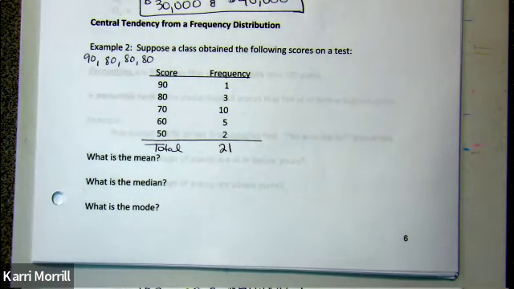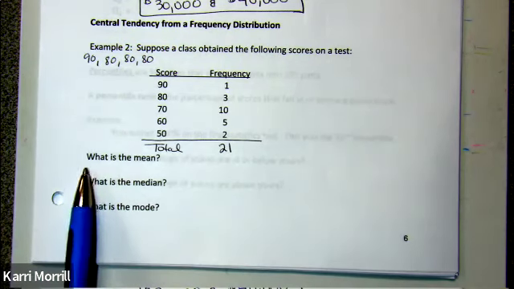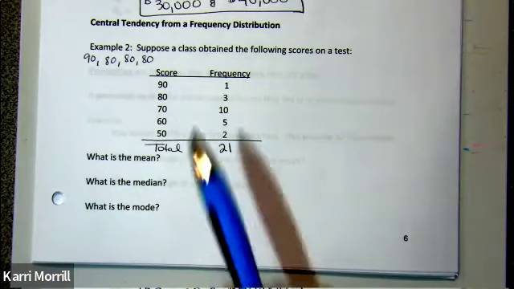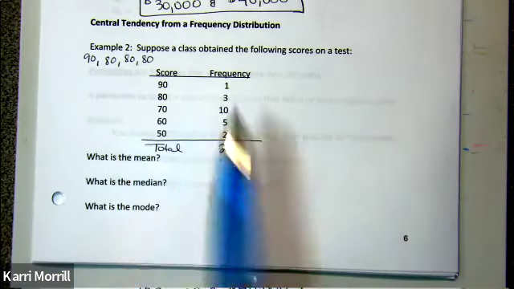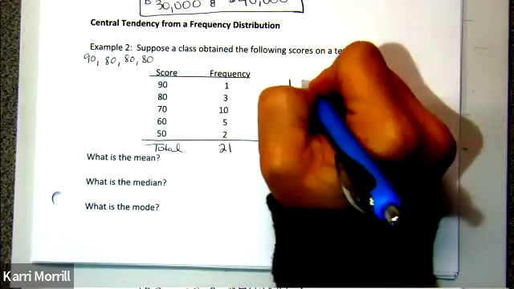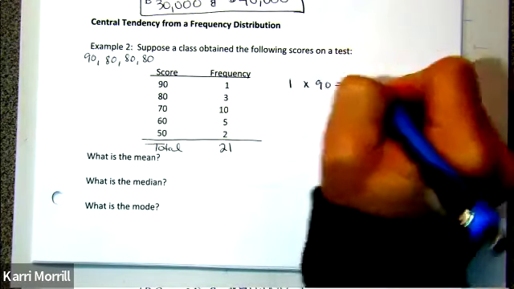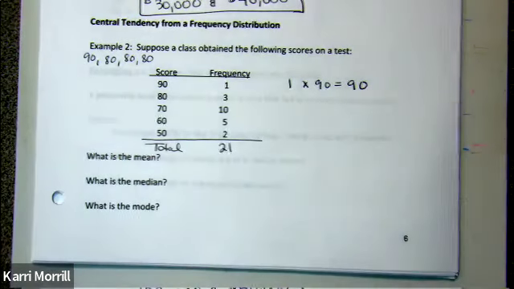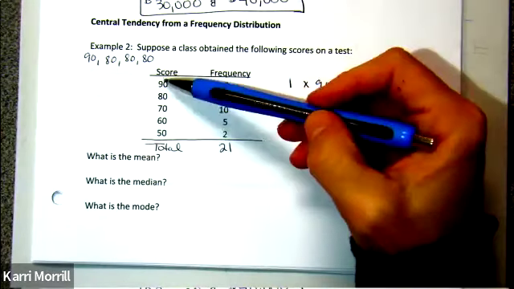But that would be really time consuming because when you find your mean, you're going to need to add them all together. And so if we're saying 90 only occurred 1 time, what we could do is just take 1 times 90, and then we're going to add this list together to get our total amount of the scores here.